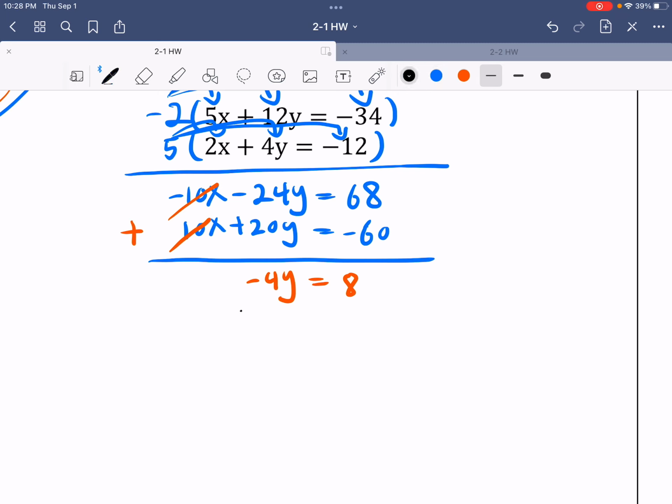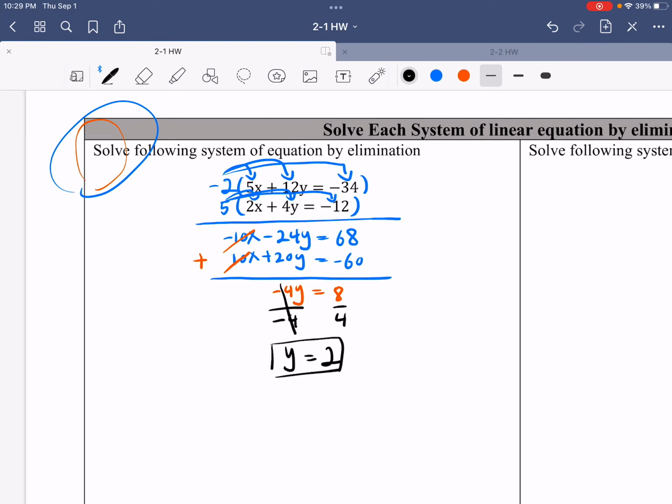And here, if we divide by negative 4 on both sides to solve for y, do you see this negative 4 disappears? So we have y left over on the left equals 8 divided by 4 is 2. So we solved for y for now.